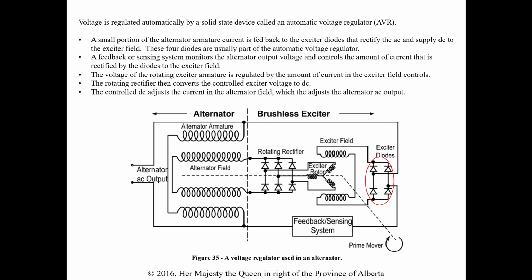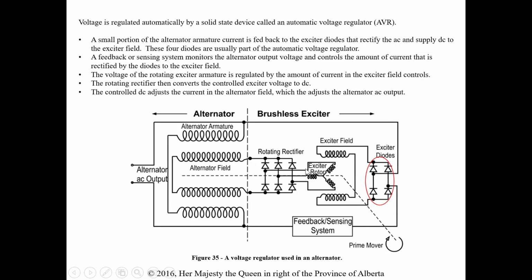A feedback or sensing system monitors the alternator output voltage, so the terminal voltage comes back to this sensing system and controls the amount of current that is rectified by the diode. So it's going to say, hey, I need more or less voltage, and it's going to control the current going to here. The voltage of the rotating exciter armature is regulated by the amount of current in the field. The rotating rectifier then converts the controlled exciter voltage to DC. So this is the rotating rectifier portion.